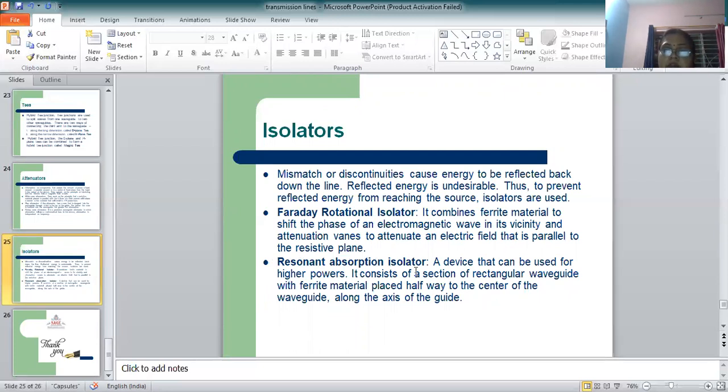Whereas the resonant absorption isolator is a device that can be used for higher powers. It consists of a section of rectangular waveguide with a ferrite material, which is placed halfway to the center of the waveguide along the axis of the guide.